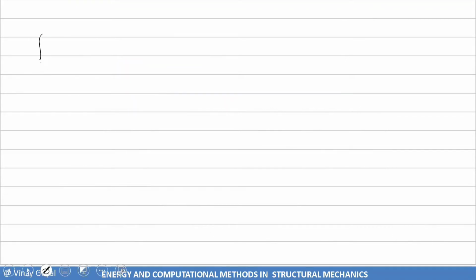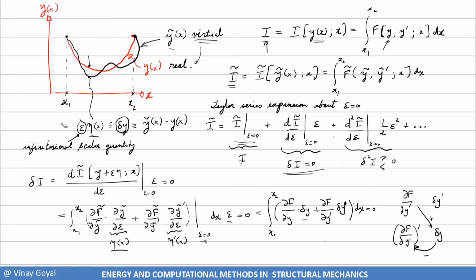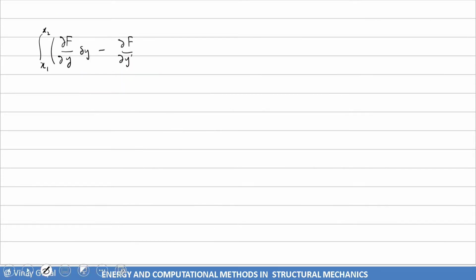And so then I get the integral from x1 to x2 of partial of f with respect to y, del y, and now I have the minus of the derivative of f with respect to y prime. And you can see here, sorry about that, that I'm going to take this term right here. This term right here at the bottom will be multiplied. So I get this.